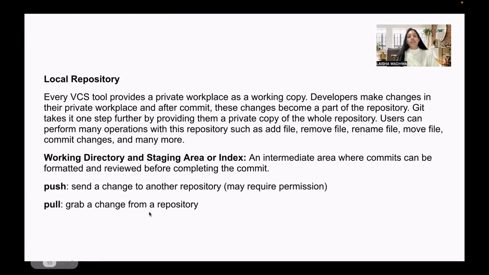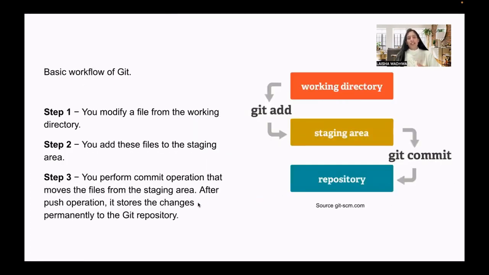Now let's look at the very simple workflow of Git. The first thing is, let's say you've made some changes to a file from your working directory, which is your local repository. You have also added some changes. So you add these files to the staging area. So we say something called git add. We'll talk about these commands in greater detail in some time, but let's just assume that this is the command that lets you add these files to the staging area. Now, once these are present and you're sure that these changes look good, you actually perform a commit operation. What commit does is it moves all of these files from the staging area to the repository.